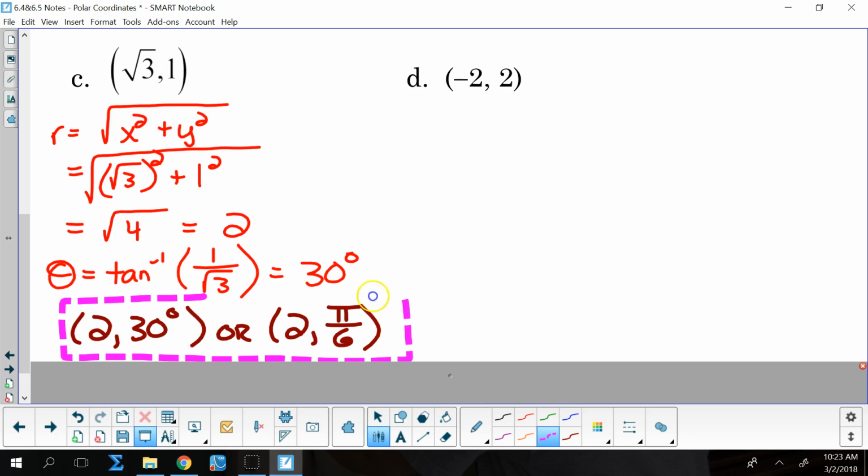You would only have to write it one of those ways, depending upon whether you did it in radians or in degrees. If we ask for one, like have the answer in radians, it would be in the directions. Okay? You try letter D now.